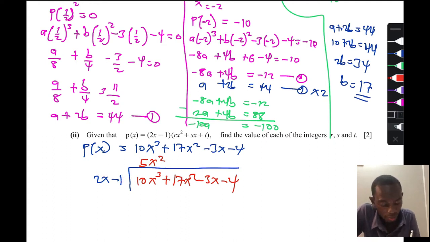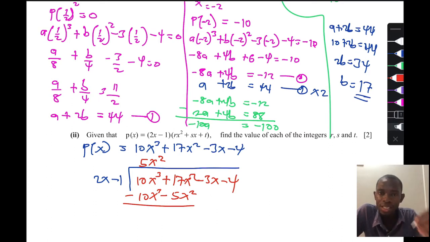So when we do that, we have 10x cubed minus 5x squared. Now let's subtract. So 10x cubed minus 10x cubed, that's 0. Then we have 17 minus negative 5, so that will become 17 plus 5, giving us 22x squared. Now let's drop this negative 3x down.